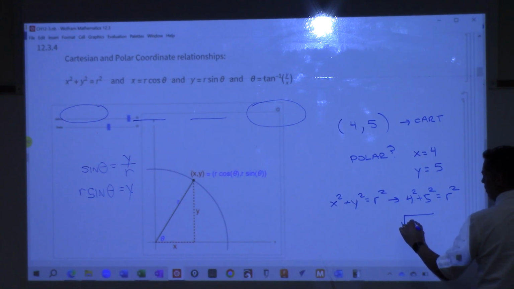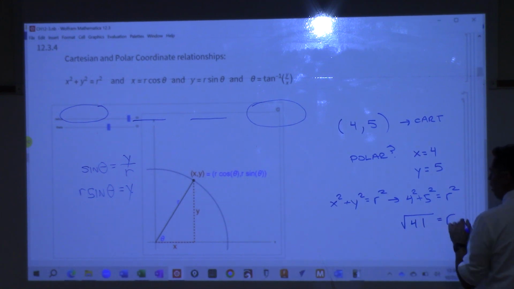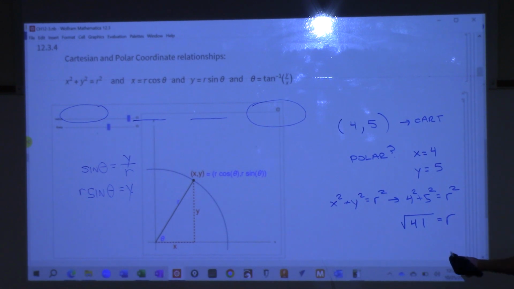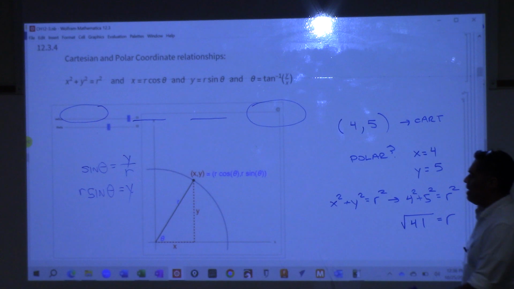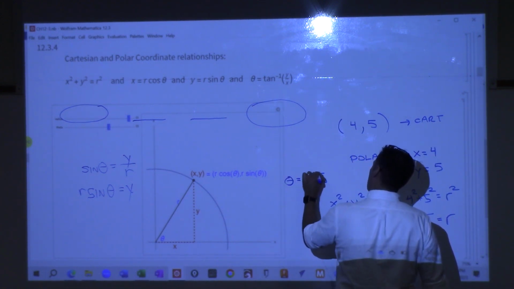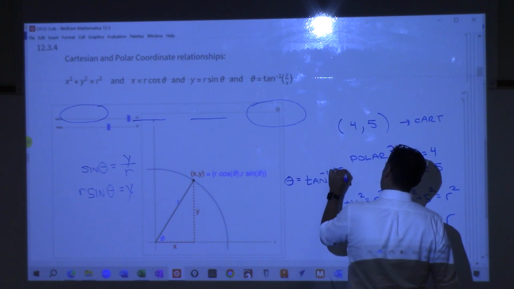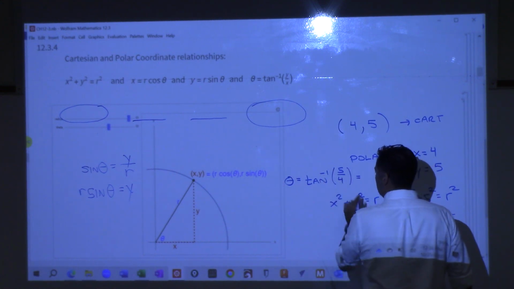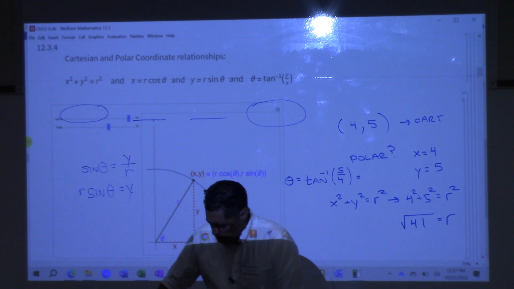40? 41. Root 41 is r. So now I know how far to walk out, right? I just need the angle. And so to get the angle, I do inverse tangent of 5 over 4. And if you do that on your calculator, anybody have it?